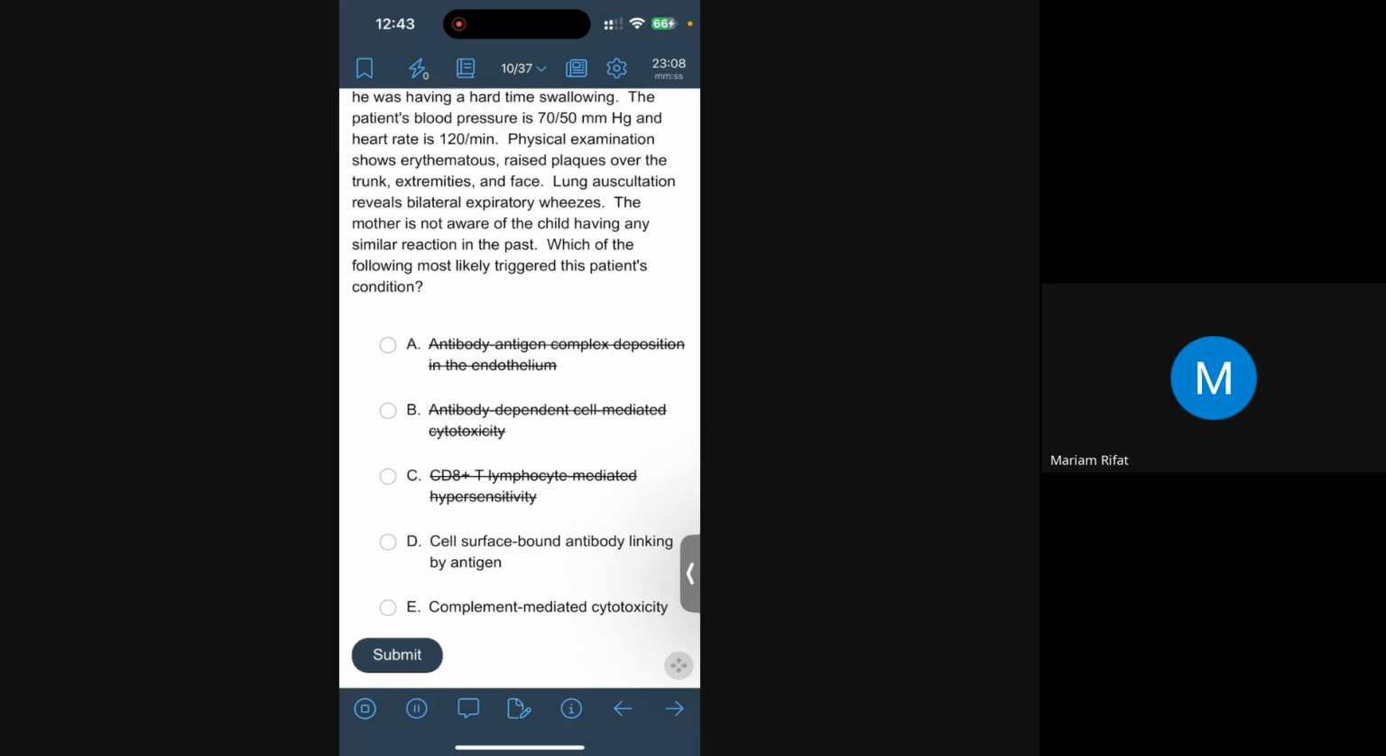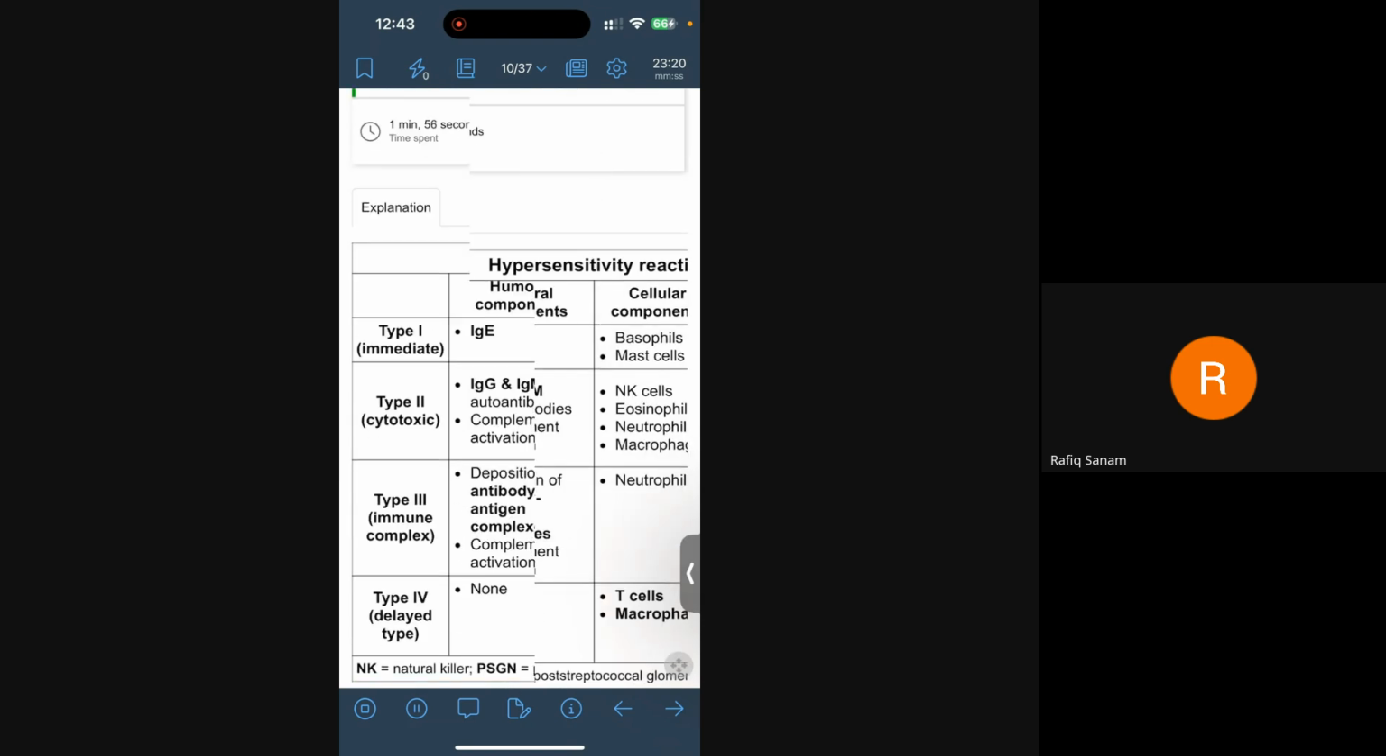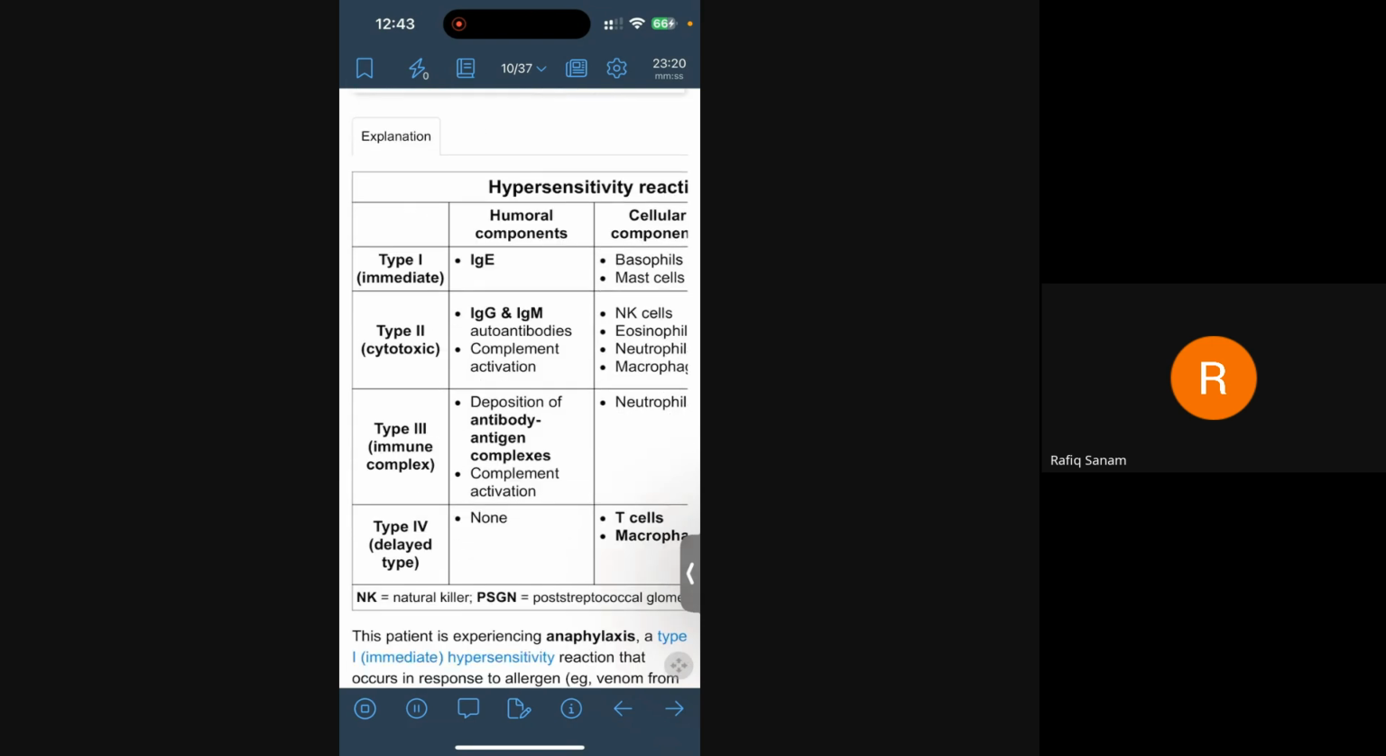Now we are left with option D and option E. Which one is going to be the answer here? D, cell surface bound antibody linking to antigen. The correct one is going to be option C. A is type 3 and B is type 2. Type 1 is IgE, type 2 is cytotoxic, type 3 is immune complexes, and type 4 is T cells and macrophages, neutrophils.